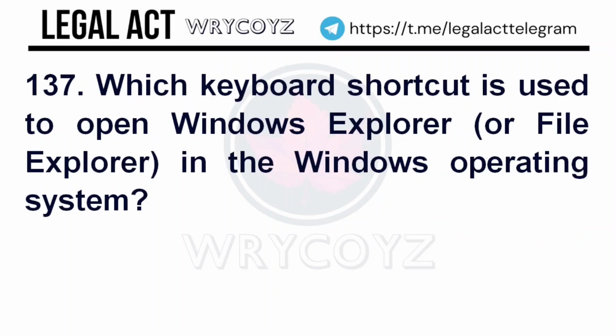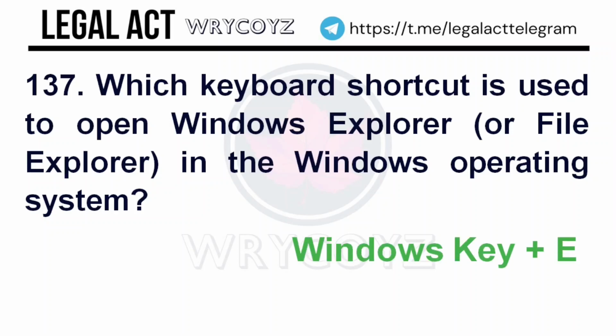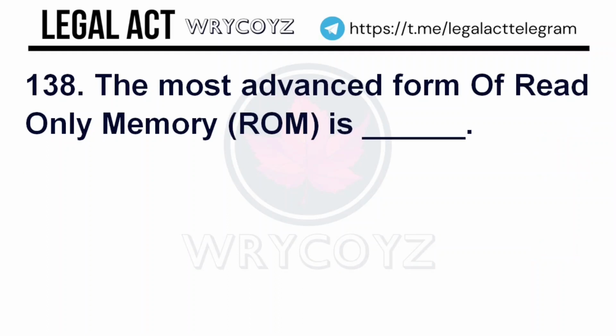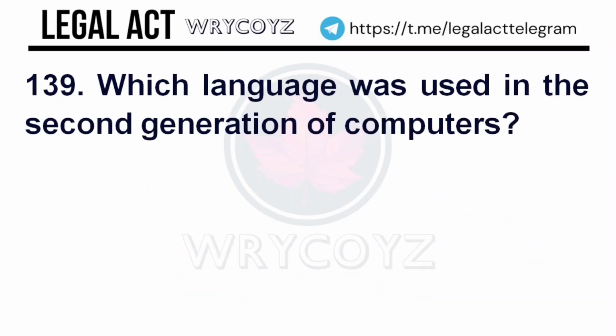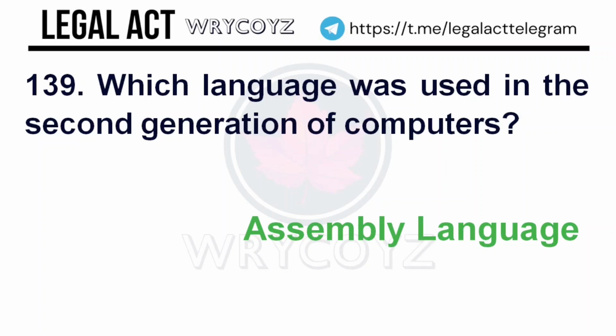137. Which keyboard shortcut is used to open Windows Explorer or File Explorer in the Windows operating system? The answer is Windows key plus E. 138. The most advanced form of read-only memory is? The answer is EEPROM. Electrically erasable programmable read-only memory. 139. Which language was used in the second generation of computers? The answer is assembly language.